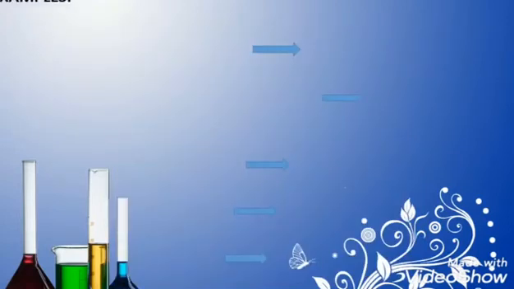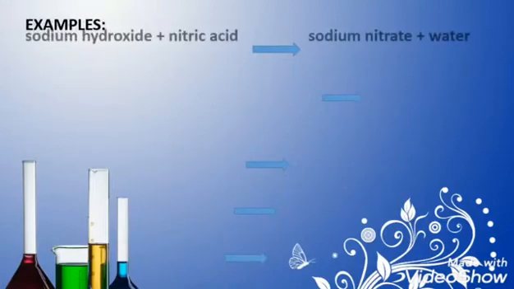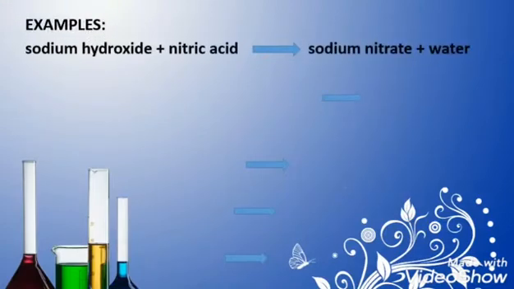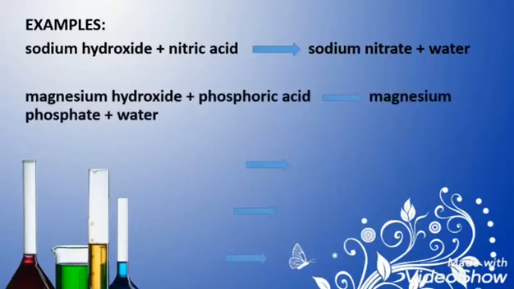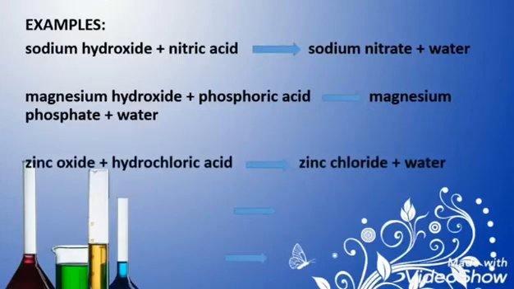Let us have some examples. Sodium hydroxide plus nitric acid would give you the salt sodium nitrate plus water. Again, the salt contains the nitrate group because of the nitric acid. When magnesium hydroxide reacts with phosphoric acid, the name of the salt would be magnesium phosphate. The phosphate comes from the phosphoric acid.